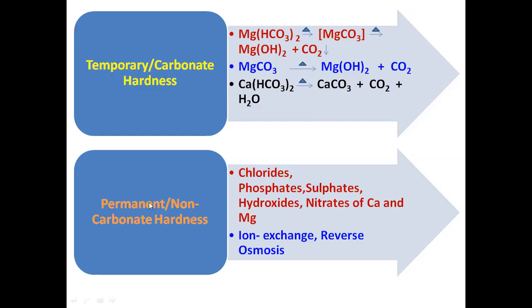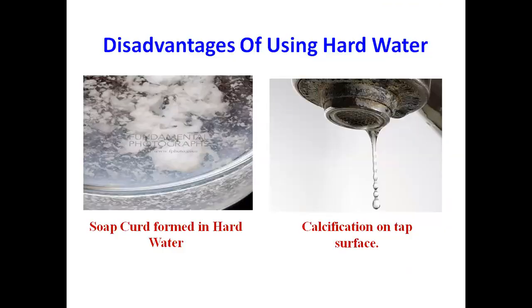Okay, permanent hardness. Next, we have not given any reactions here, but generally it is caused by chlorides, phosphates, sulfates, hydroxides, and nitrates of calcium and magnesium. This can be removed by ion exchange and RO, that's reverse osmosis, which we are going to study in detail later on. What are the disadvantages of using hard water?